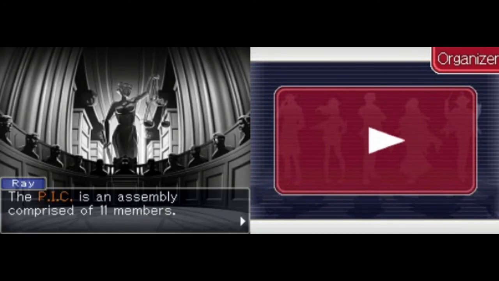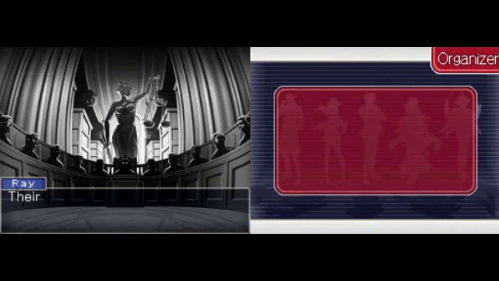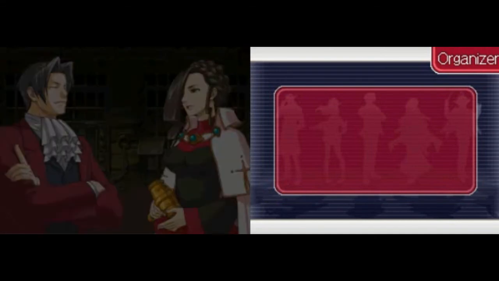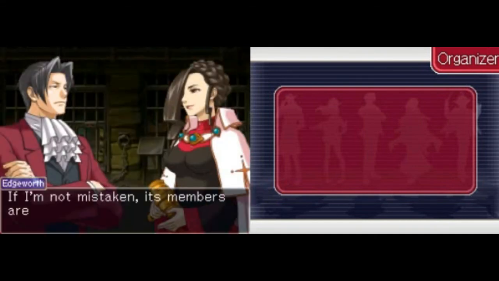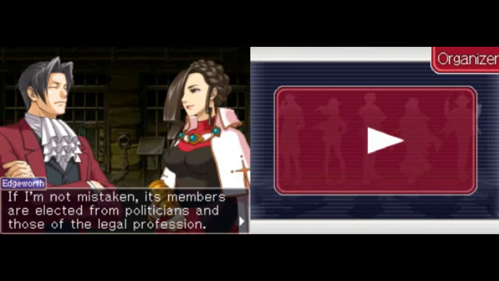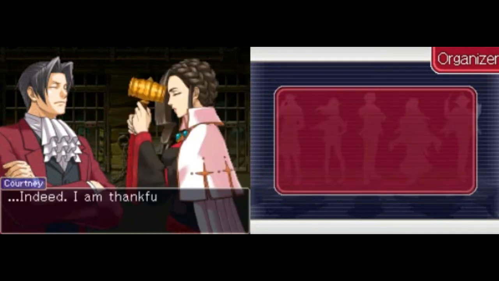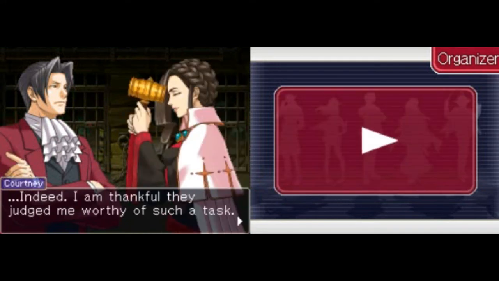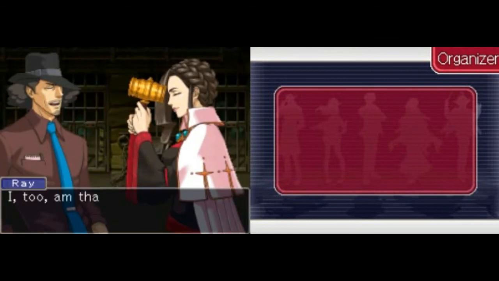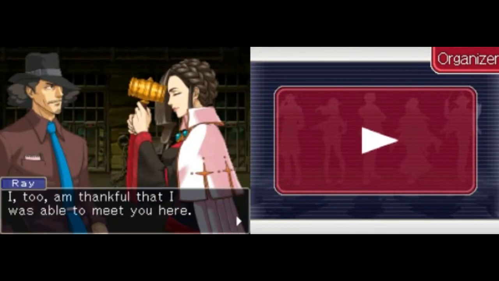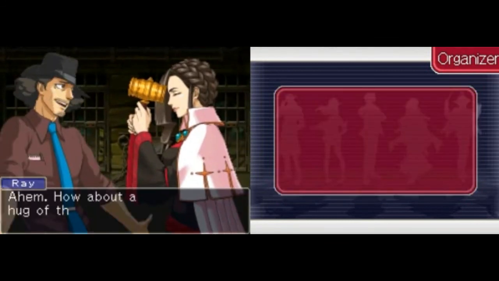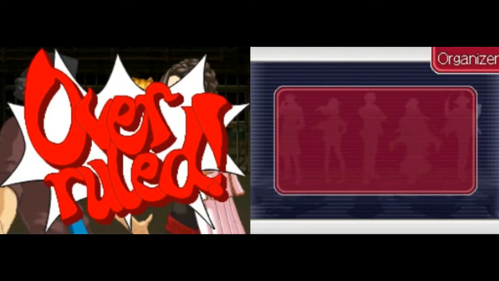The PIC is an assembly comprised of 11 members. Their job is to check if prosecutors are doing their job properly. If I'm not mistaken, the members are elected from politicians and those from the legal profession. So, I take it you are one of those members? Indeed, I am thankful they judged me worthy of such a task. I too am thankful I was able to meet you here. Ahem, how about a hug of thankfulness?